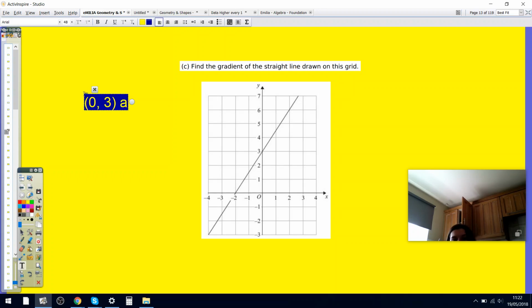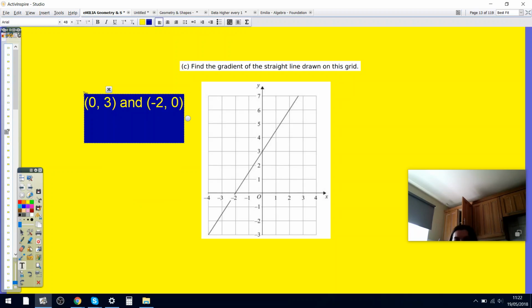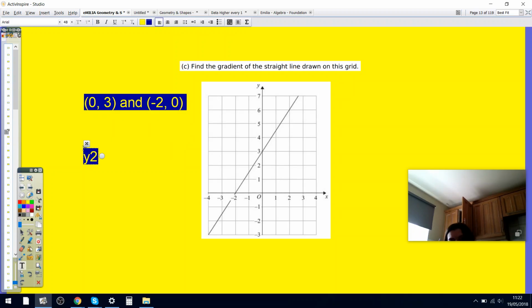Not 0 minus 2. Minus 2 is the x. Minus 2, 0. Okay. What's next? Then do you find out how many goes up to how many goes across, and then divide down? Yeah. So it's like change in y over change in x. Or second y minus first y, and that's over second x minus first x.